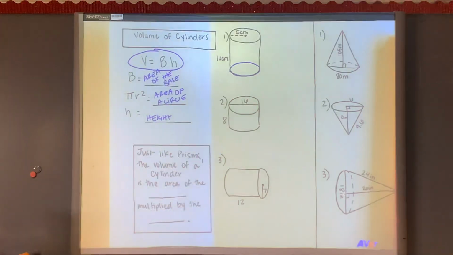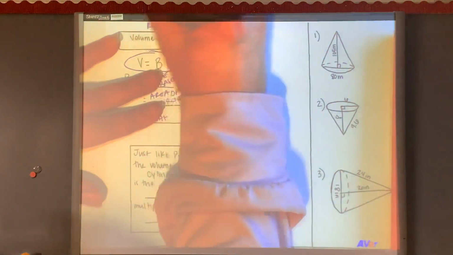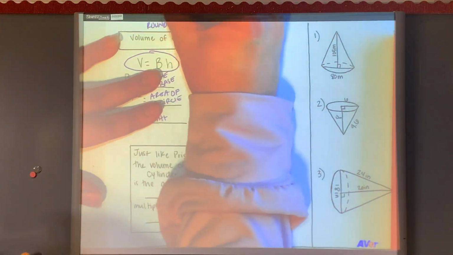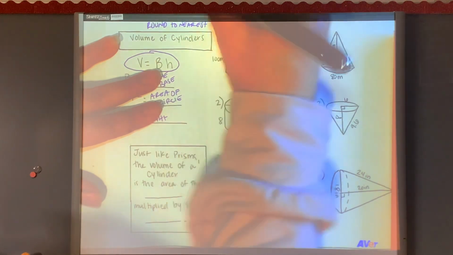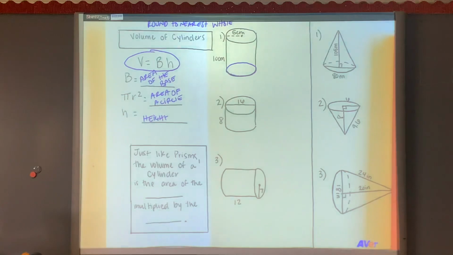And in this video, we're going to round to the nearest whole. So I'm just going to write this up here. We're going to practice rounding to different numbers. Just as a side note, we're going to practice rounding.